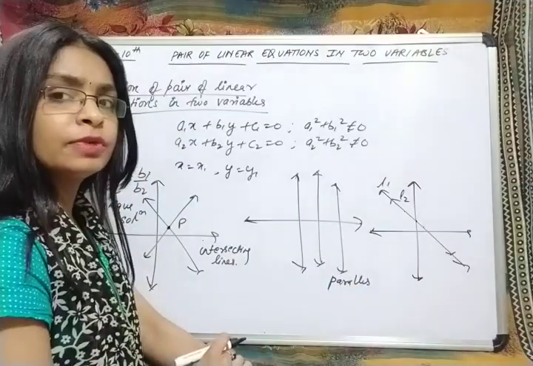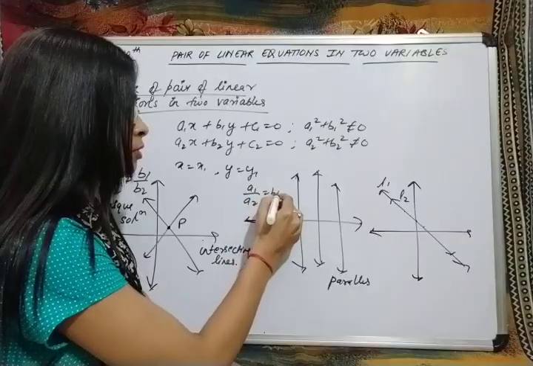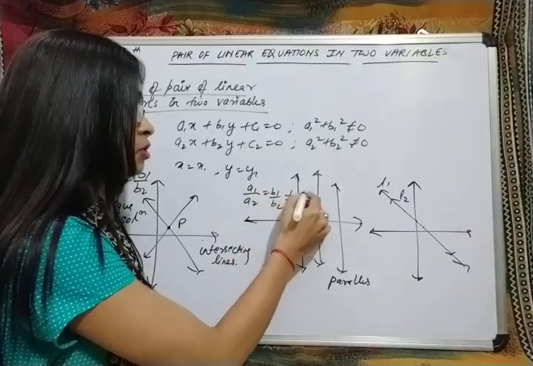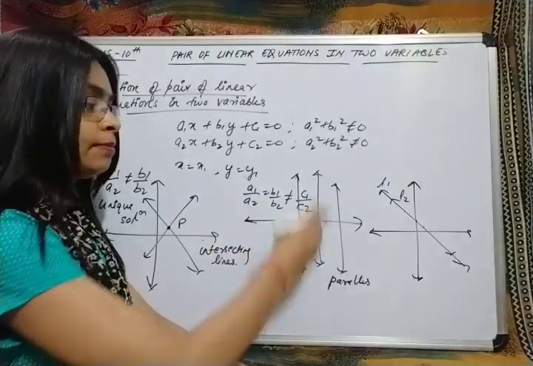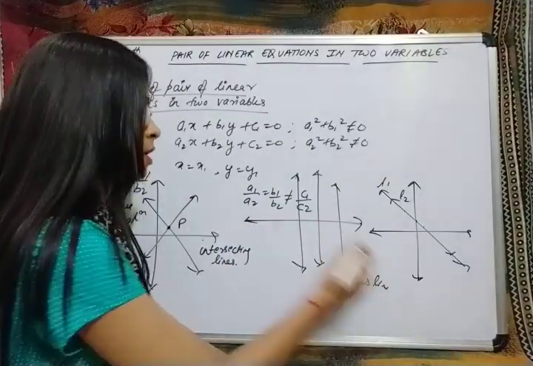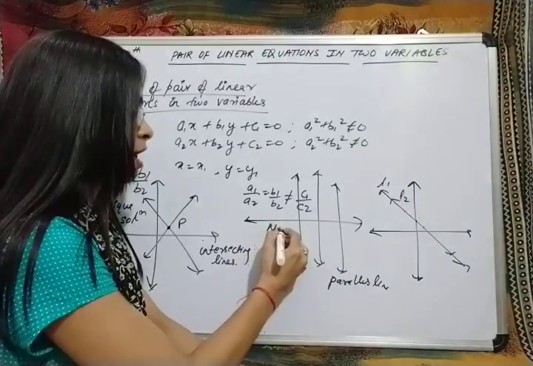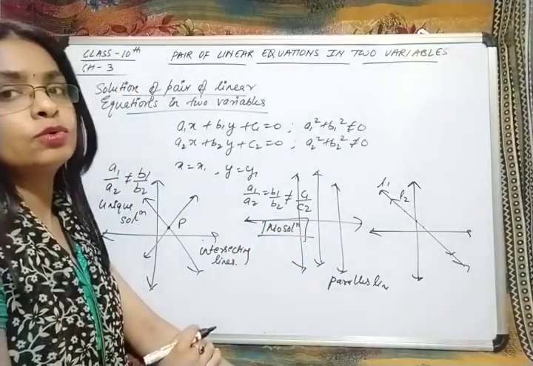And what was the algebraic condition for this? The condition was a1 upon a2 is equal to b1 upon b2 is not equal to c1 upon c2. By seeing that, and by plotting the graph also, we can say they are parallel lines. And for this we have no solution.